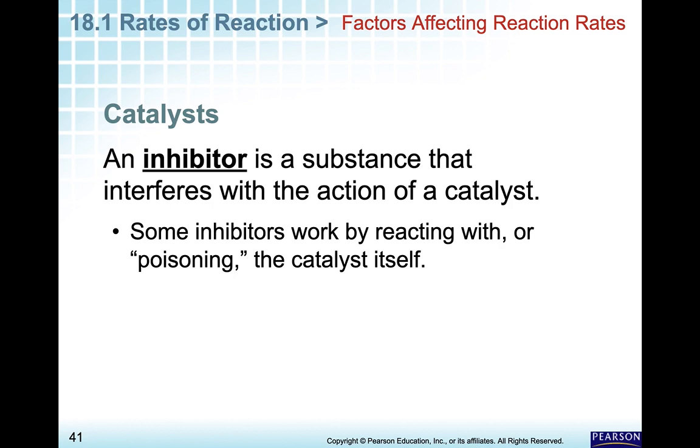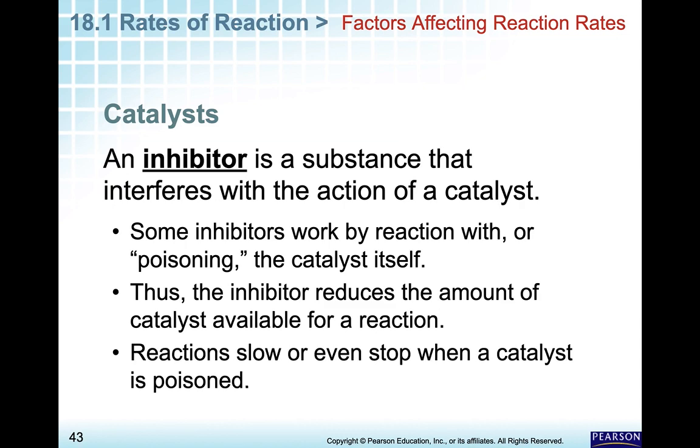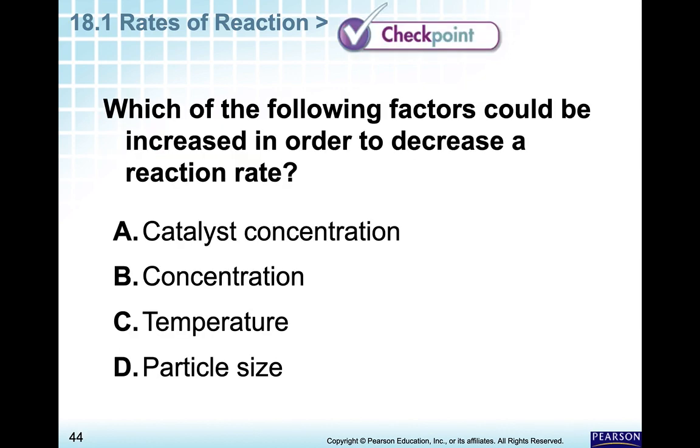Some inhibitors, in fact, react with the catalyst itself. This is called poisoning. Instead of just blocking the rate, they actually react with the catalyst. And so adding an inhibitor will reduce the amount of catalyst available for a reaction, and so slow it down. The reactions slow down or sometimes even stop if enough of the catalyst is poisoned.